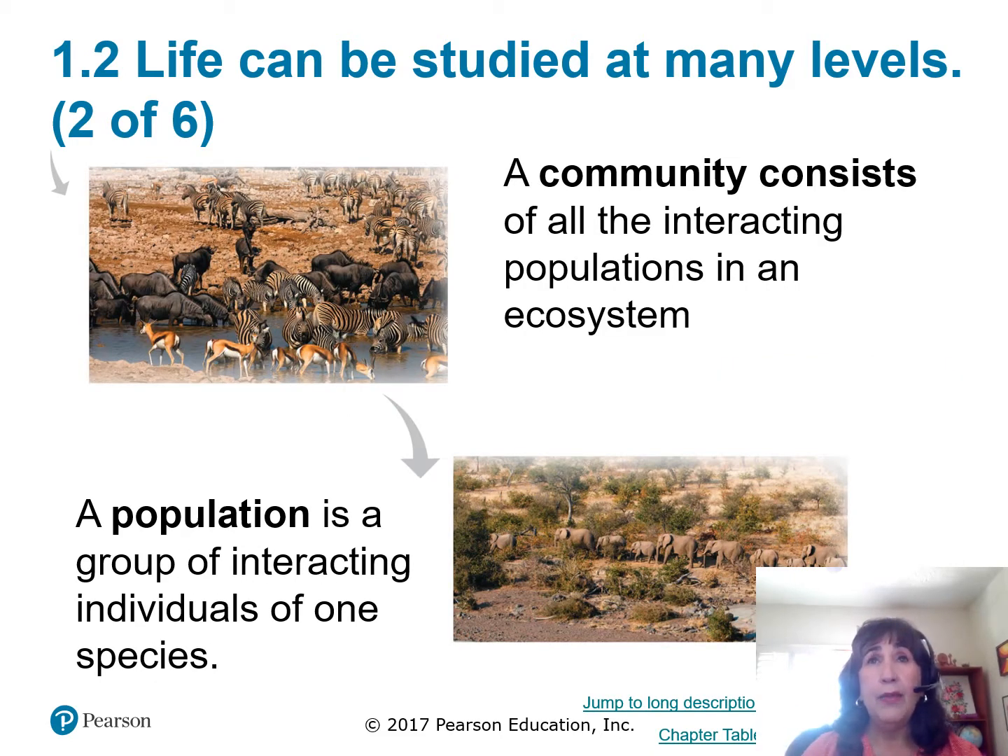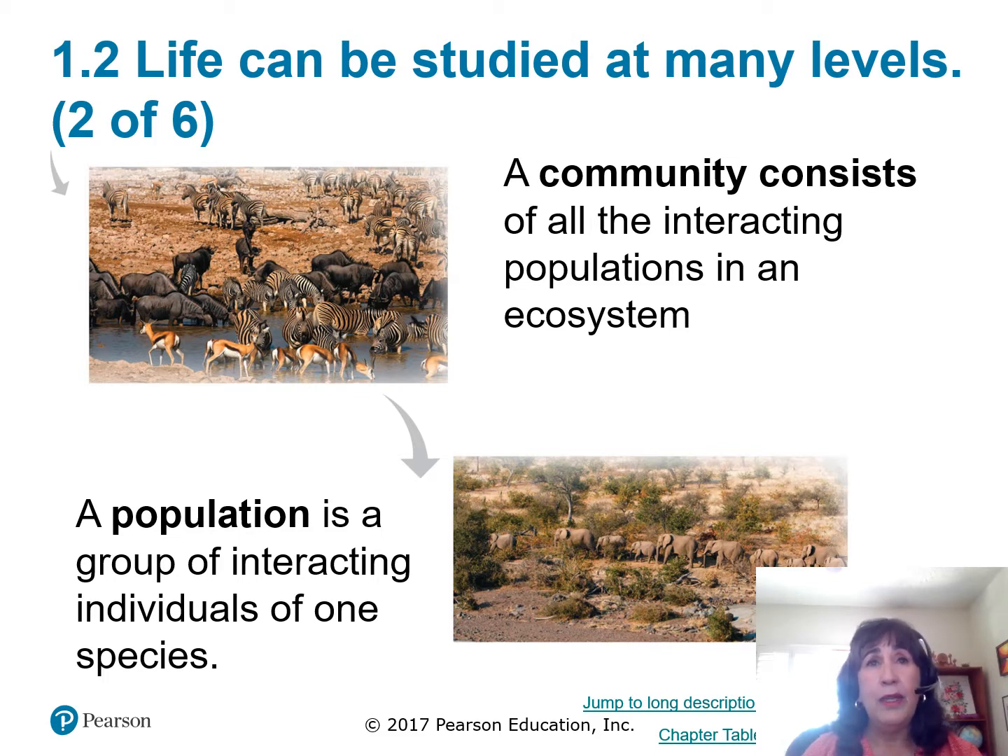Then the next level down is a community. A community consists of all the interacting populations in an ecosystem. For example, here we see zebras and wildebeest and some kind of deer at a watering hole in a savanna in Africa. But the truth is, here in the desert, we could have jackrabbits and coyotes and birds all interacting with each other, and they would compose a community.